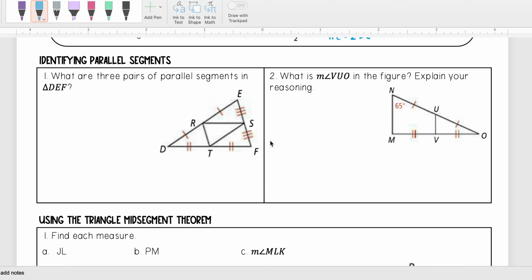So now for this video, we're going to be practicing identifying those parallel segments. So here it states, what are 3 pairs of parallel segments in triangle DEF?